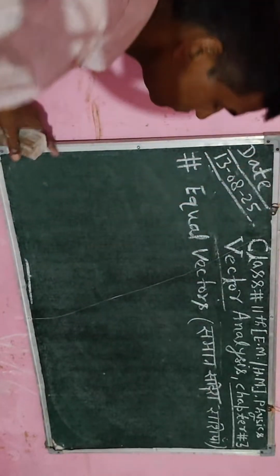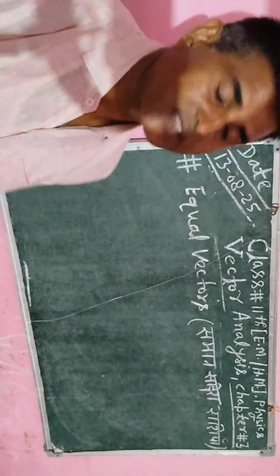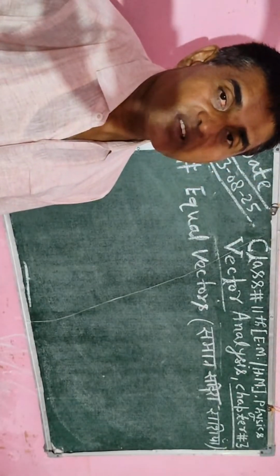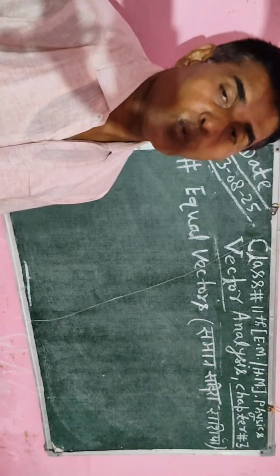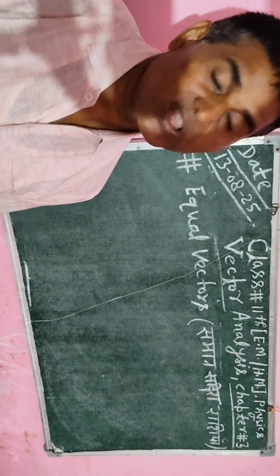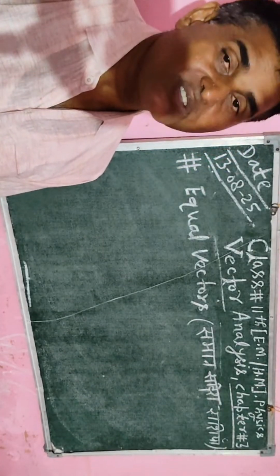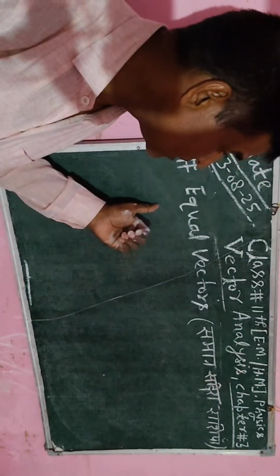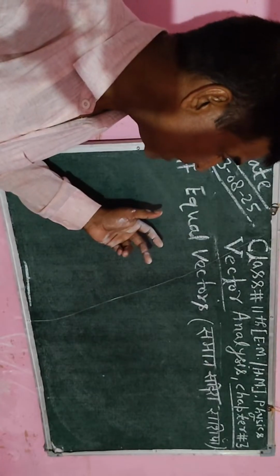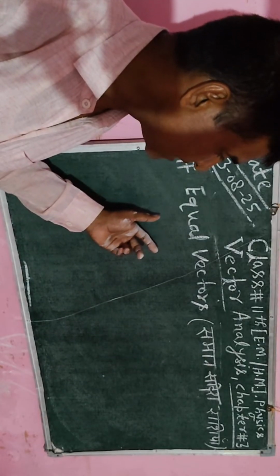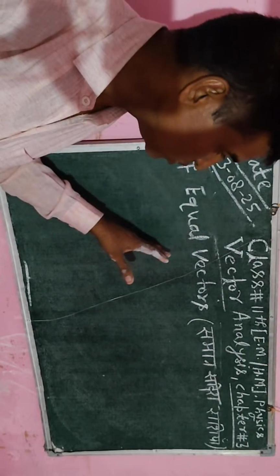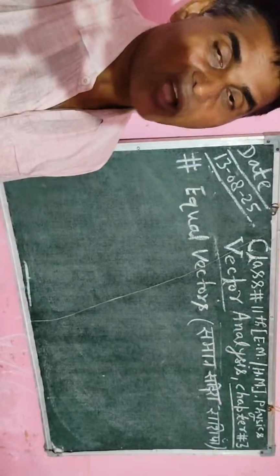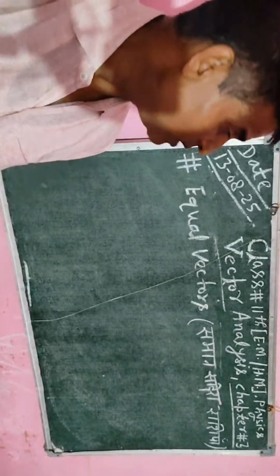Okay. So the concept of equal vector will be easy because here I will consider two vectors. If both vectors have the same magnitude and the same direction, I will say both vectors are equal. If the direction of two or more than two vectors is the same, with magnitude and direction both the same, I will say all vectors are equal.